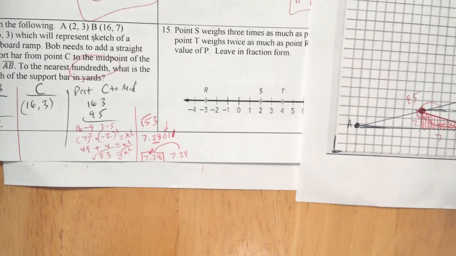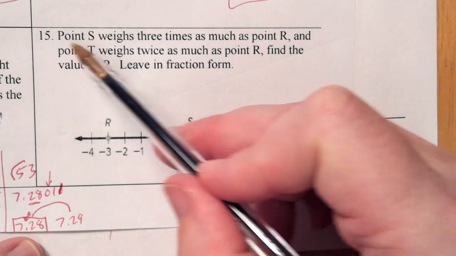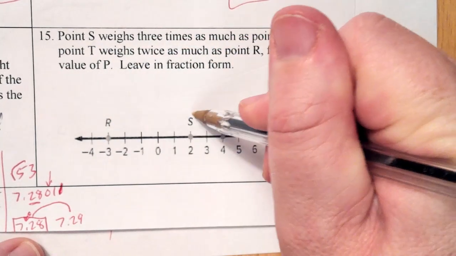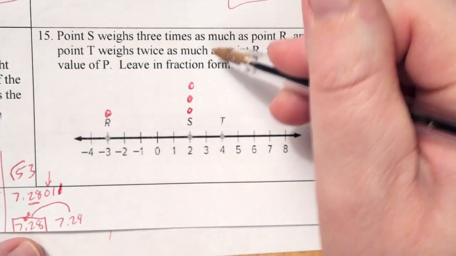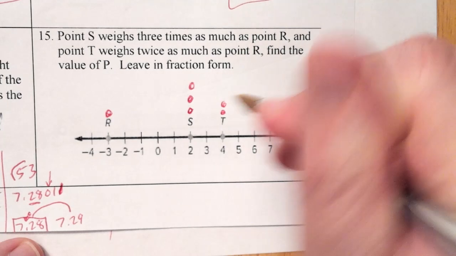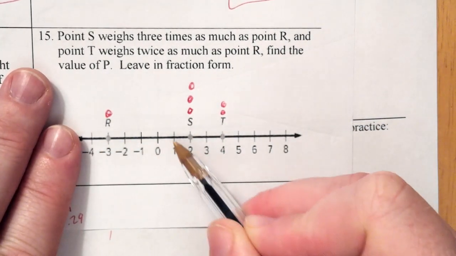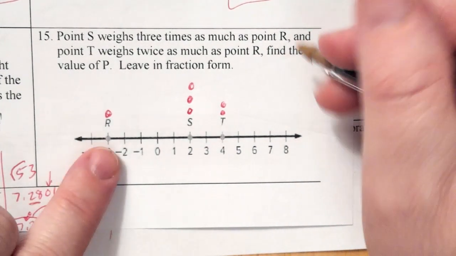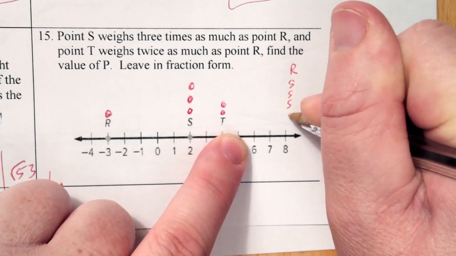All right, number 15. So in number 15 we have, okay, S weighs 3 times as much as R. So there's 3 S's, 1, 2, 3. There's 1 R, and T weighs twice as much, 1, 2. Okay, so if we're looking at this, we know it's going to be over on the heavier side, so it's probably going to be somewhere over here. So all we have to do is write 1 R, 3 S's, and 2 T's.